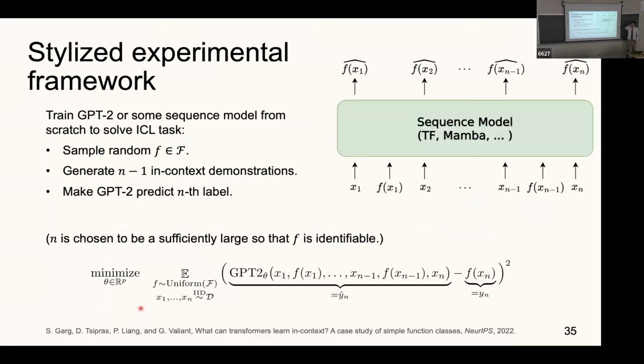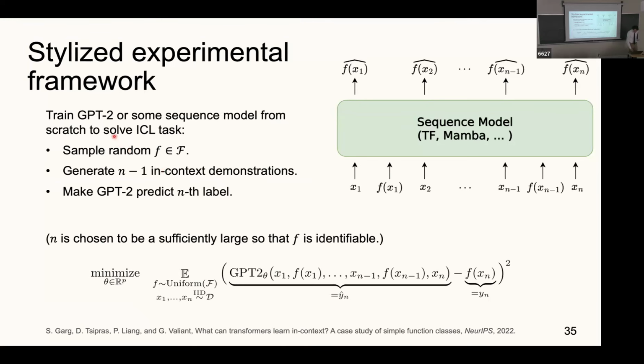So to analyze this in a scientific controlled way, Garg et al. in 2022 proposed this stylized experimental framework. We take a sequence model. They use a GPT, and I say GPT to specify the scale of this, but we can also use other sequence models like Mamba or RNNs. And so here's how we train directly for ICL.